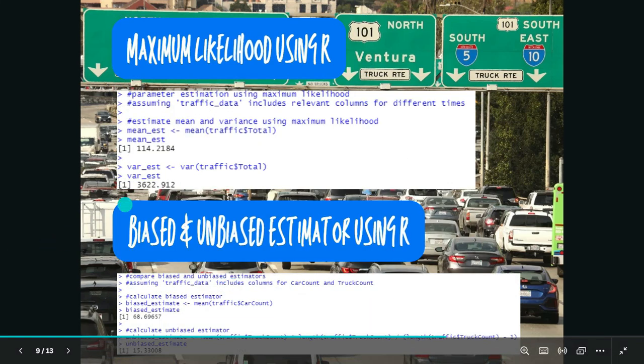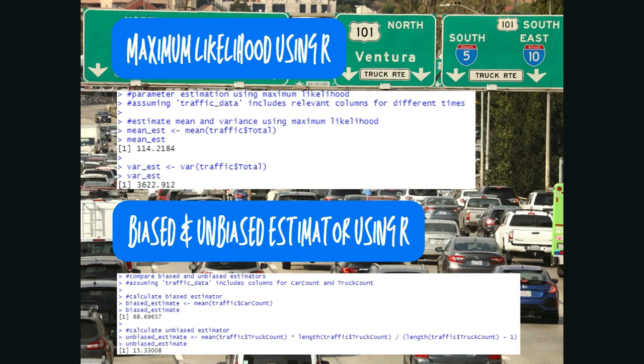And also here's the maximum likelihood estimator using R, which I remember from my mathematical statistics. The purpose of this is to estimate the mean and variance of traffic counts. The method I use is to calculate the sample mean and variance from the observed traffic data. I also noticed that the mean for the traffic count came to be 114, and the variance came out to be 3,622.91. Well, that's just 3,623 to round it up.